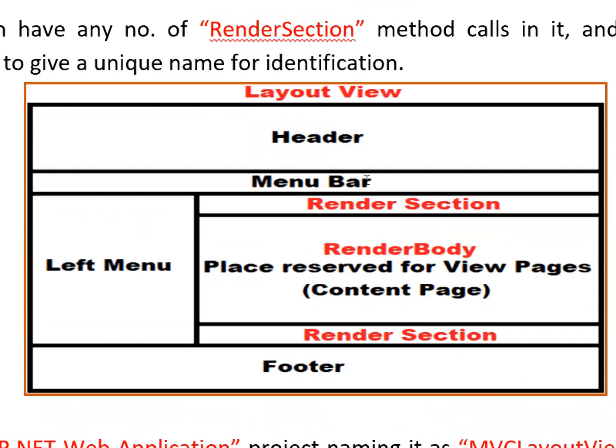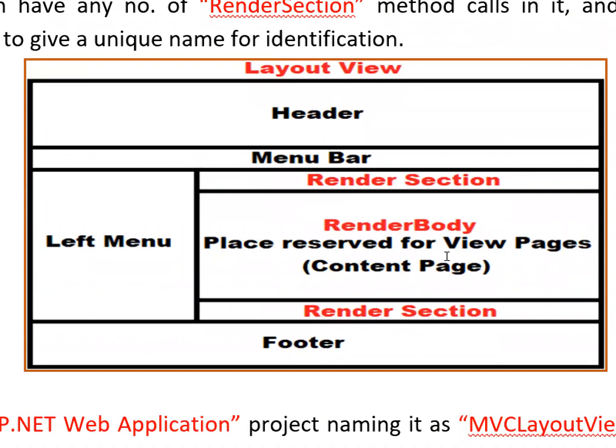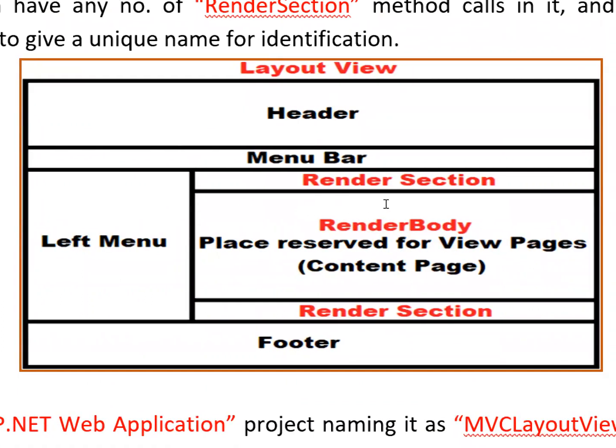So the header is fixed. The menu bar is fixed. The left navigation menu is fixed. The footer is fixed. What will change? The content page will change. So now the content page should come here or not. When you're designing a layout, to tell where the content page should come, we need to call a method, guys. What is the method? RenderBody. The RenderBody method will bring the content view and put it into that location.